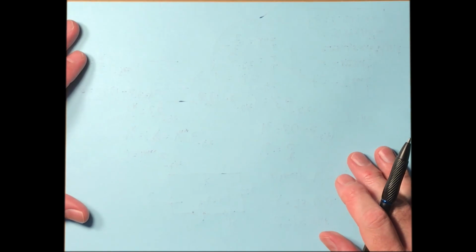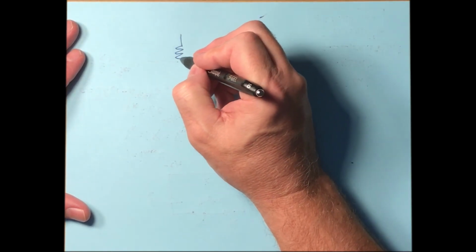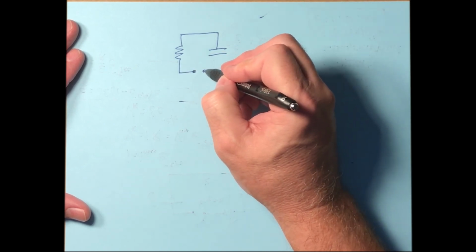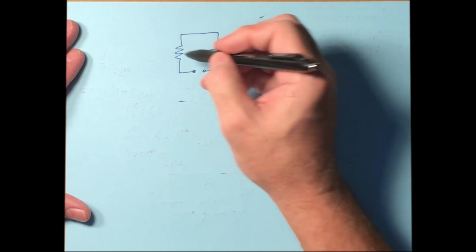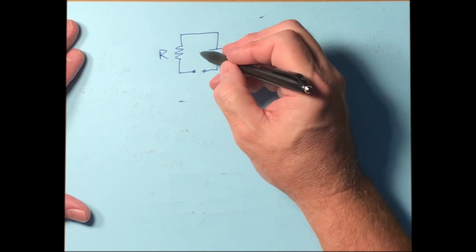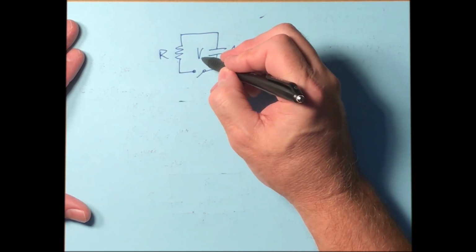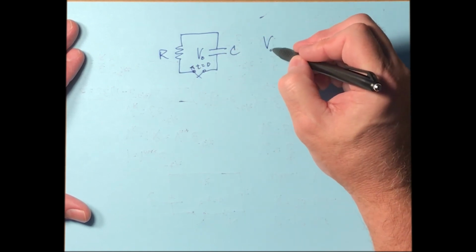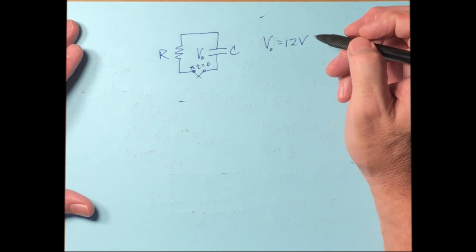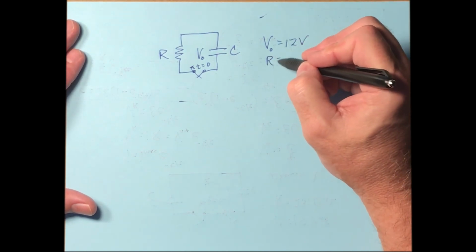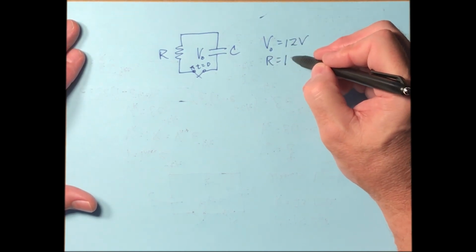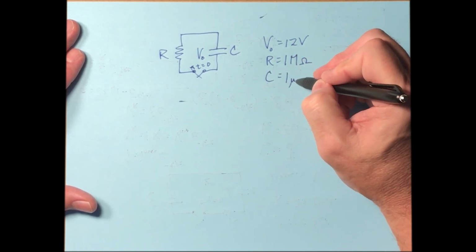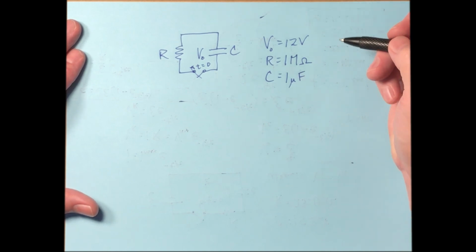Let's do one more, it'll be real easy. Let's say I have a capacitor and a resistor. Let's put a switch in the circuit here. Let's say there's an initial voltage across the capacitor of V0. The switch is closed at t equals 0. V0 equals 12 volts. Let's say R equals 1 megaohm, C equals 1 microfarad.